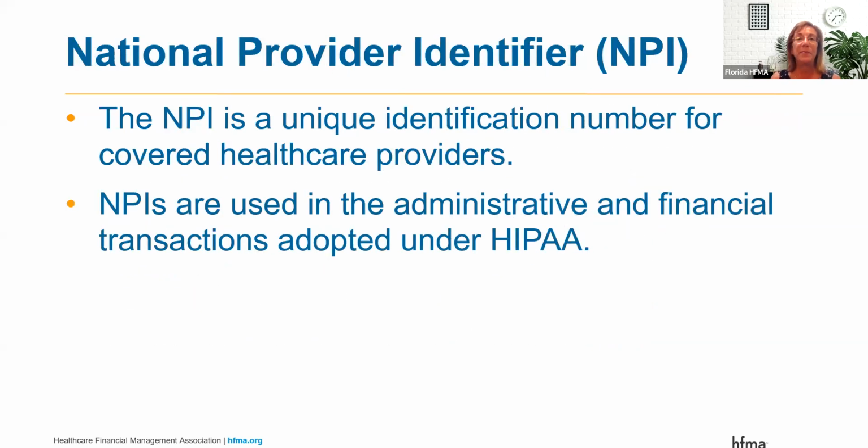We should all know what an NPI is, or a National Provider Identifier. The NPI is a unique identification number for covered healthcare providers. Covered healthcare providers in all health plans and healthcare clearinghouses will use the NPIs in the administrative and financial transactions adopted under HIPAA. The NPI is a 10-position intelligence-free numeric identifier.